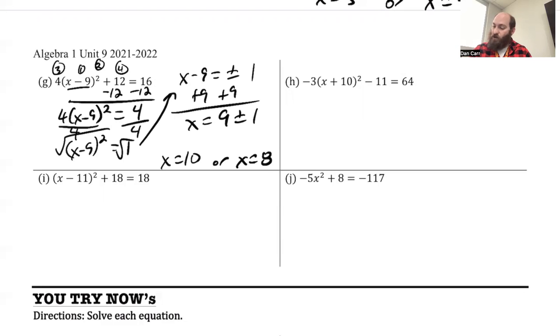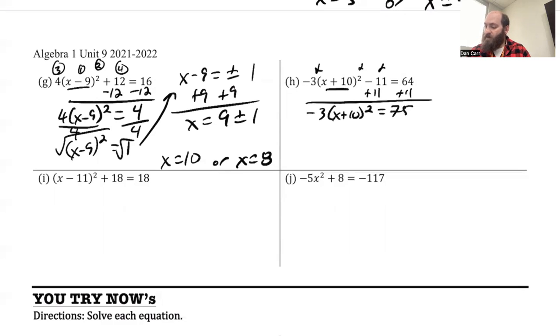Okay. H, we have addition, squaring, multiplication, subtraction. So I'm going to start with addition here. So -3 times x plus 10 squared is equal to 675. Divide both sides by -3. So that gives me x plus 10 squared is equal to -15. No, sorry, -25.